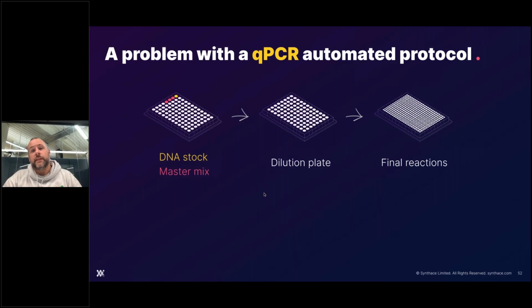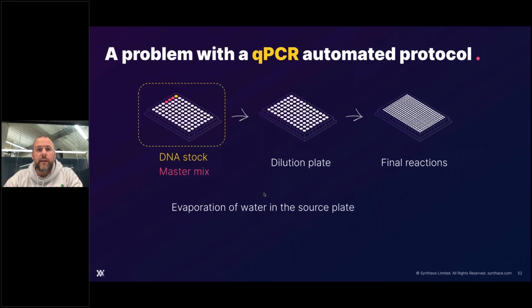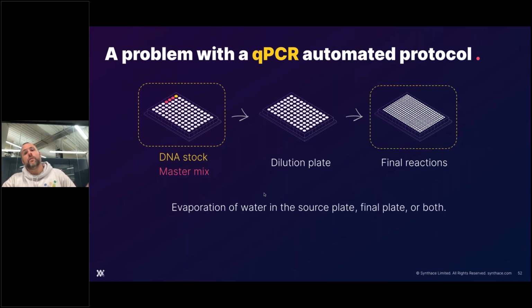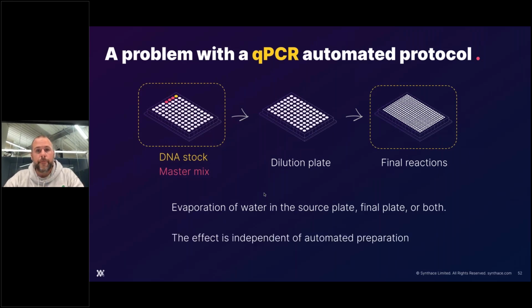This is the flow of the qPCR assay. The DNA and master mix stocks are in a source plate. They are then combined and diluted on a dilution plate before dispensing the final reaction volumes to a plate before measuring it on the qPCR device. So we wanted to test the evaporation hypothesis, seeing if this was occurring due to evaporation of the stocks in the source plate or the final reactions in the final plate, possibly both.